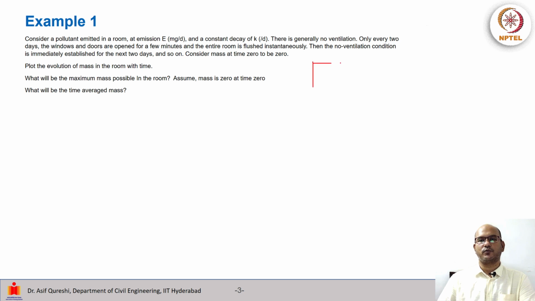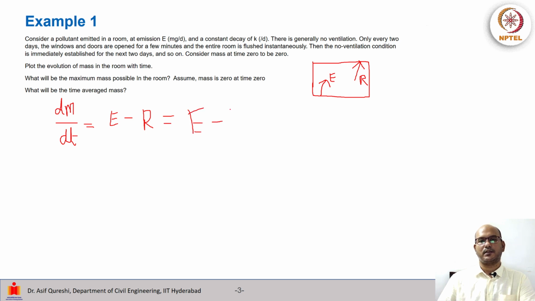So this is our room with emission E starting at time 0 and the loss reaction R. So we will set up our dm by dt equation for the room. dm by dt equal to E minus R, or E minus K_R times M, or here we have used the term K, so we will just simplify it. So we have E minus K M.